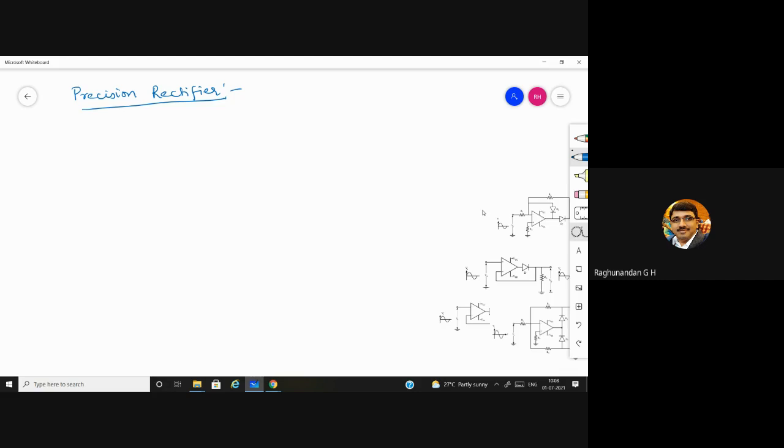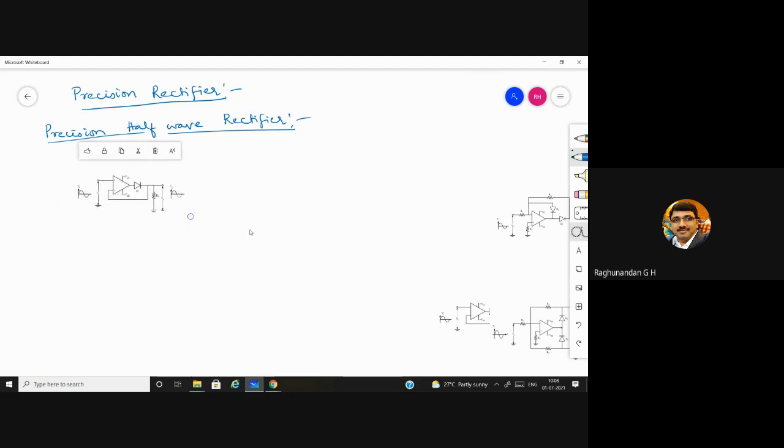Now, let us take up the first type, precision half wave rectifier. Precision half wave rectifier. So this is the first type we are having.